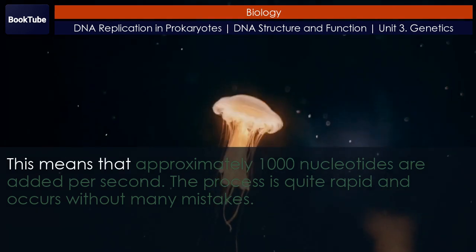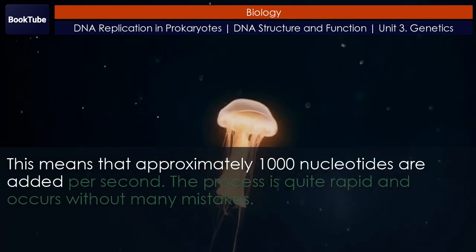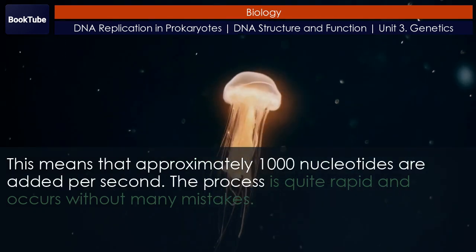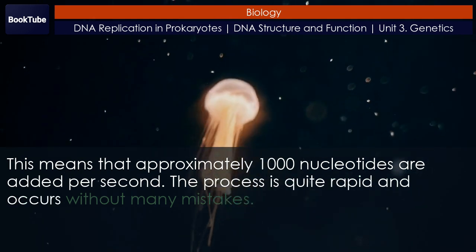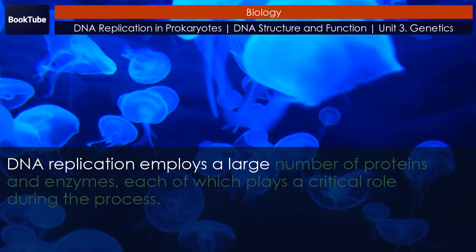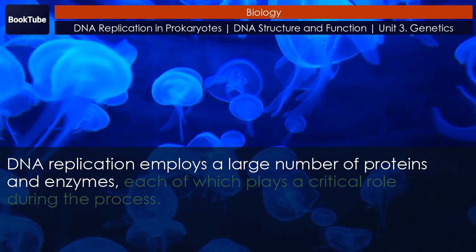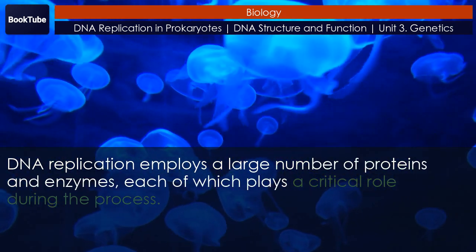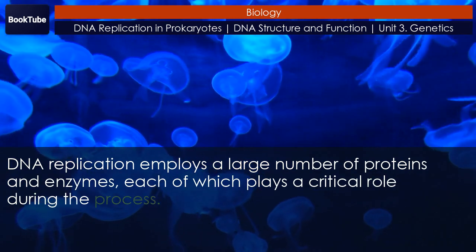This means that approximately 1,000 nucleotides are added per second. The process is quite rapid and occurs without many mistakes. DNA replication employs a large number of proteins and enzymes, each of which plays a critical role during the process.